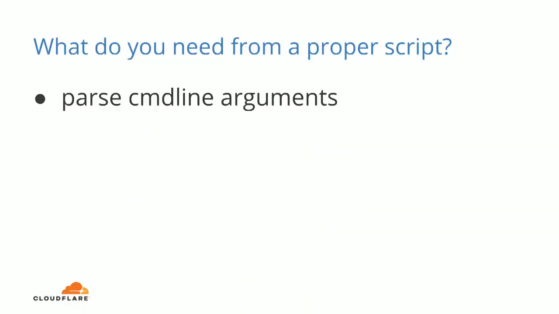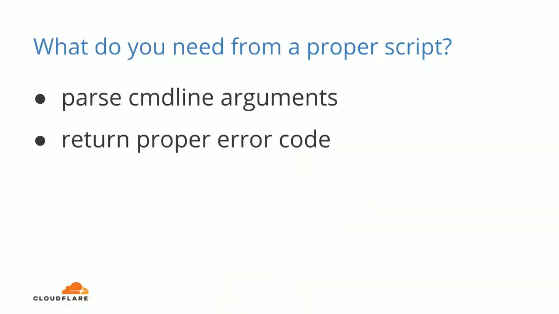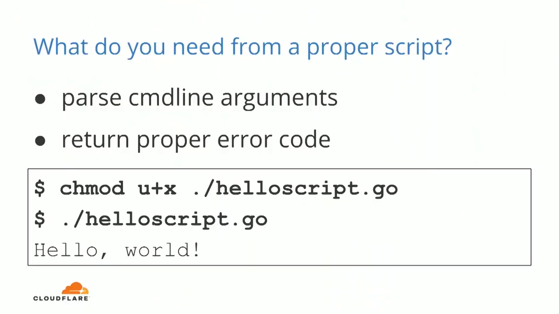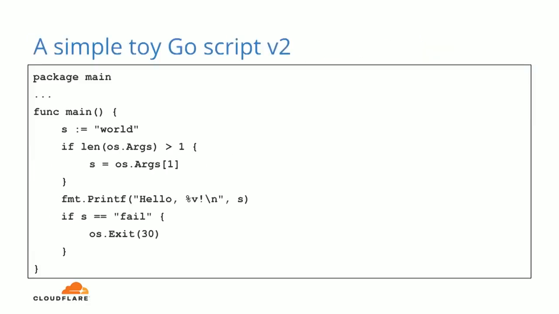From a script, we need it to be able to parse command line arguments. We also need scripts to return a proper error code to the operating system, because oftentimes you chain scripts in a complex pipeline, and return codes are the way they interact with each other and with the operating system. And also, you don't want to be typing go run every time you run your Go script. You want to just set the executable bit and execute it as a regular file. So how do you do that?